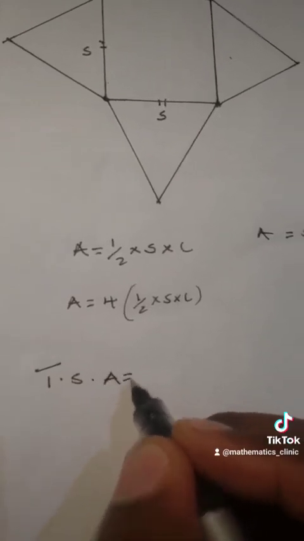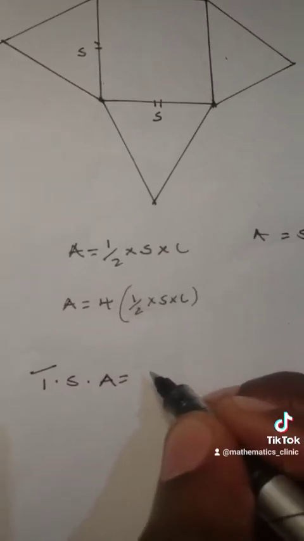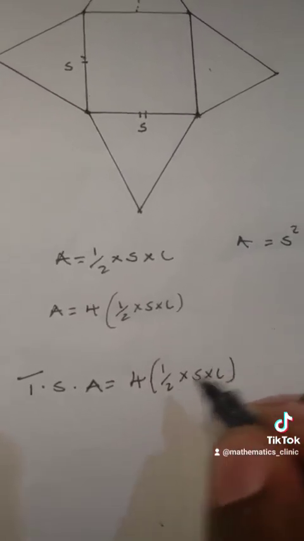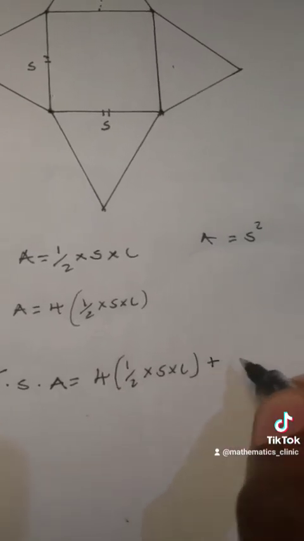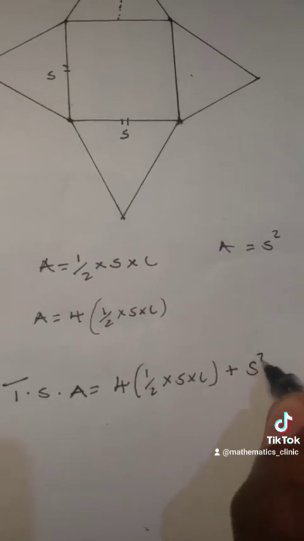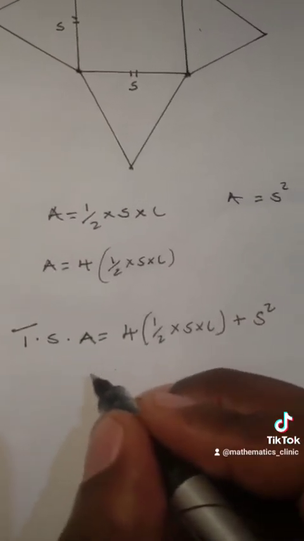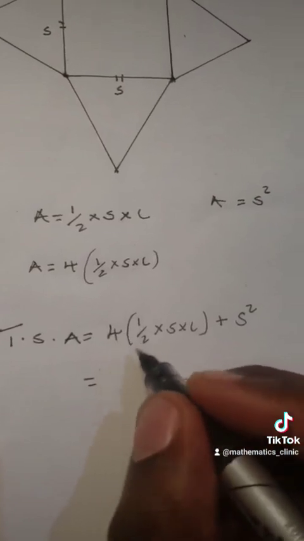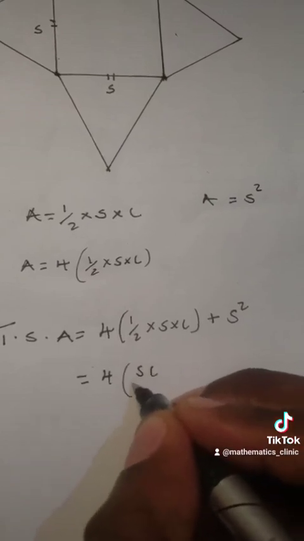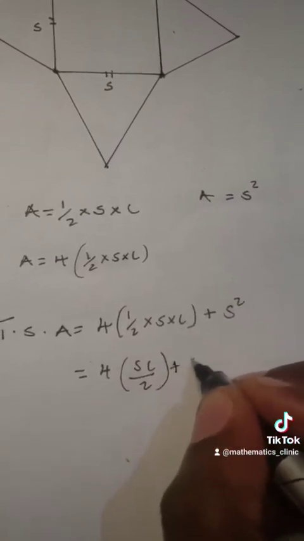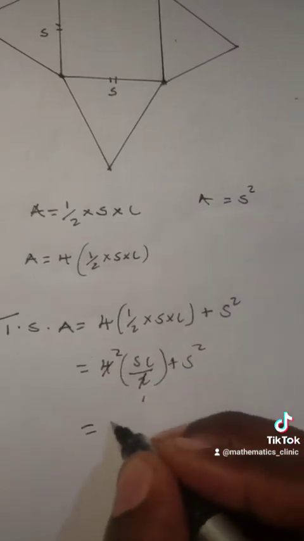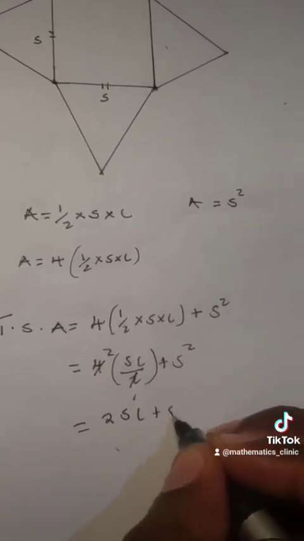We are going to add the area for this, which is 4 open bracket half times S times L, which is the area of the triangles, plus the area of the square base, which is S squared. If we multiply this, we are going to say 4 open bracket SL over 2 plus S squared. Then that 2 cancels the 4 to give 2. Then we are going to have 2SL plus S squared.